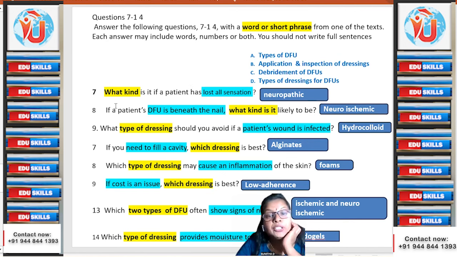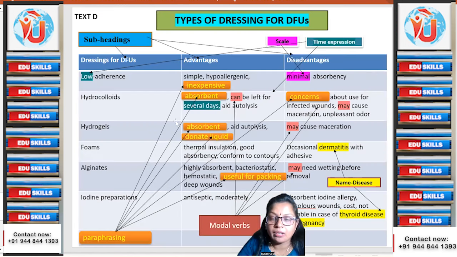Need to fill the cavity. Right. Again, cause an inflammation. So again, we can go to text D. Where is it mentioned? Disadvantages: occasional dermatitis with adhesive.